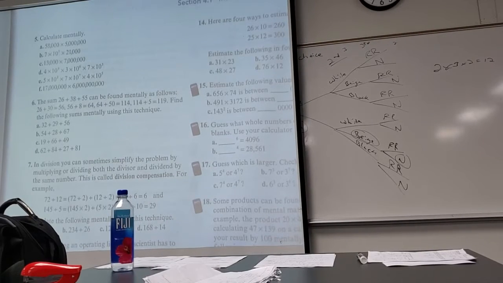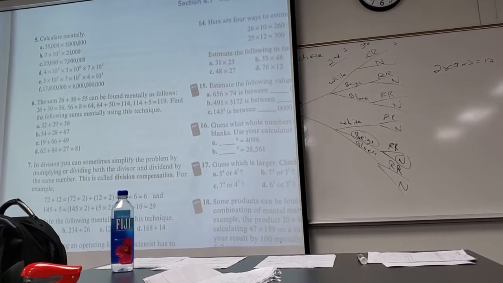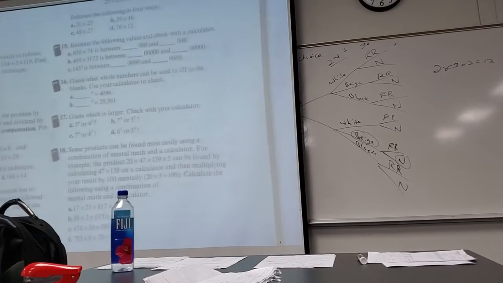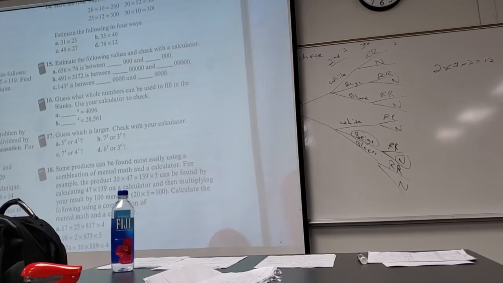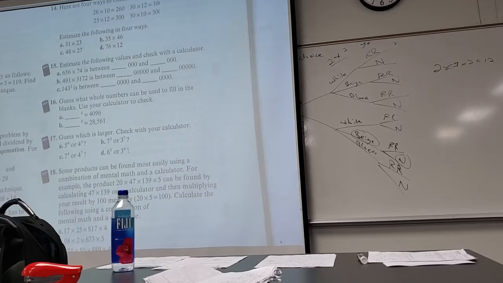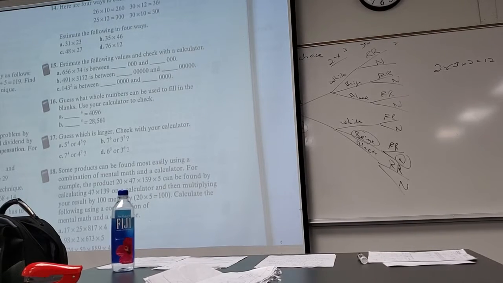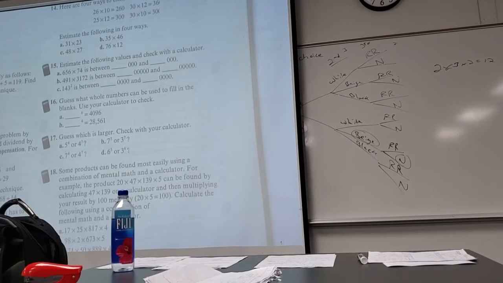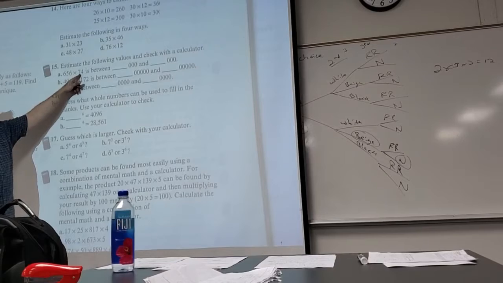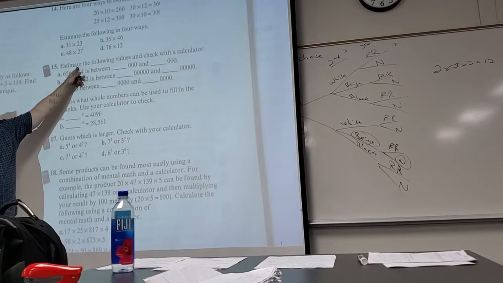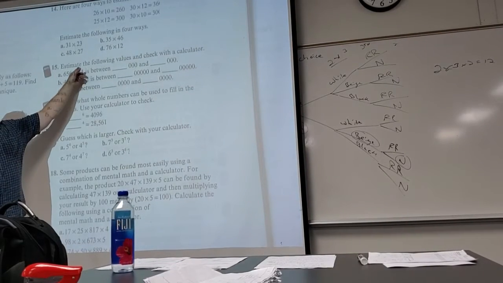Also, I was in 15A. It said estimate the following values and check with a calculator. Now I tried to do what I did for number 5, but then I was kind of... Well, you definitely can't do what you did for number 5, because these are not round at all. So this is estimation. I don't want an exact answer.